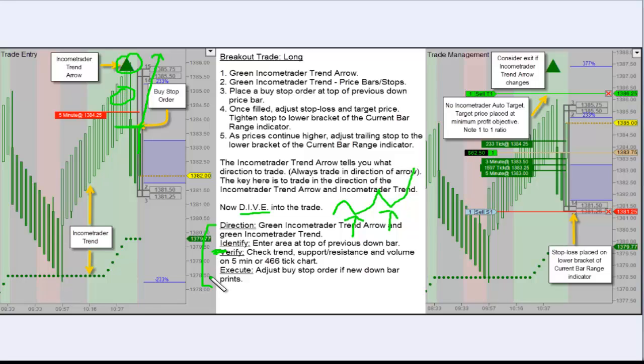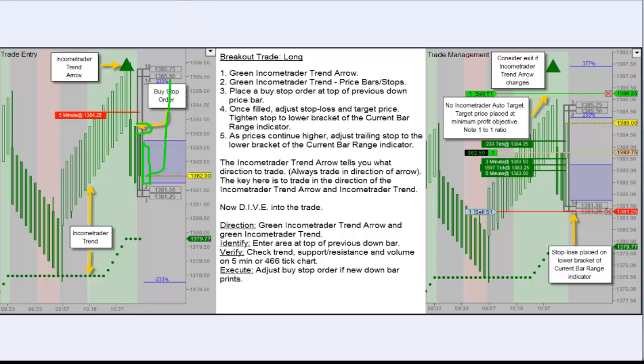A lot of people fail to do that. They fail to identify: is the market trending or is the market in consolidation? Make sure that if you want to trade to the upside, the market's actually trending to the upside, not in consolidation or in some kind of range expansion. And the last thing I'll do is execute, or adjust my order. Let's say we continue to go down and make another new price bar. Then I'll just move my buy stop from here to the top of that bar, waiting for the market to come back up and fill me.